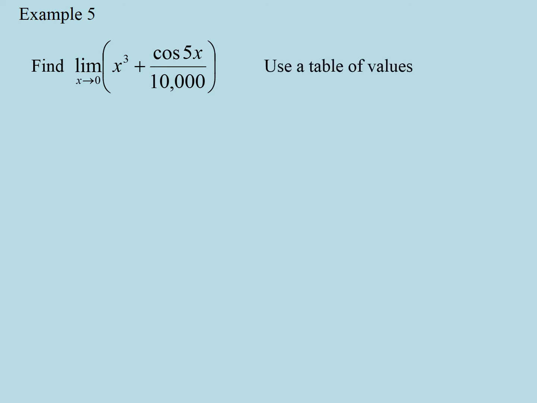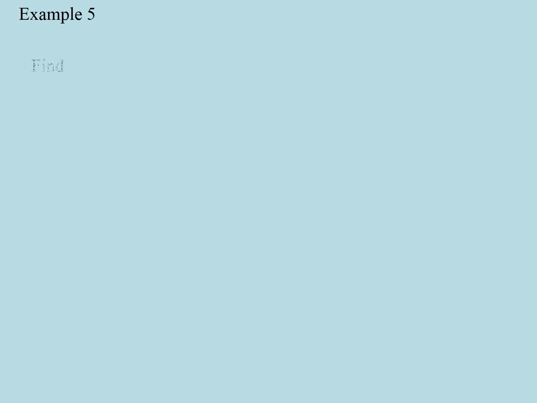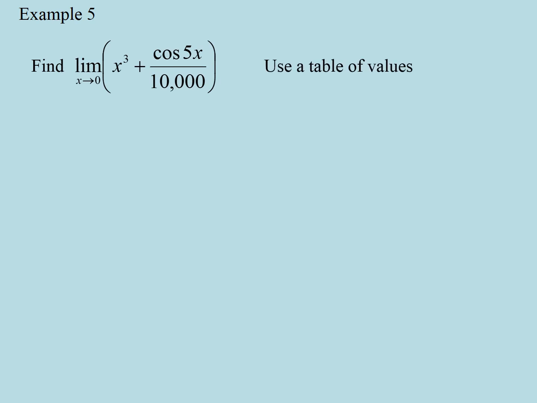The limit of x cubed plus cosine of 5x over 1,000. If we looked at this graphically, we would probably think that limit is 0, because as x approaches 0 from the right, it looks like the y values are approaching 0. And as we let our x values approach 0 from the left, it appears that it's approaching 0 values. However, that is not the case. Let's take a look at the table to see if we can determine anything different.